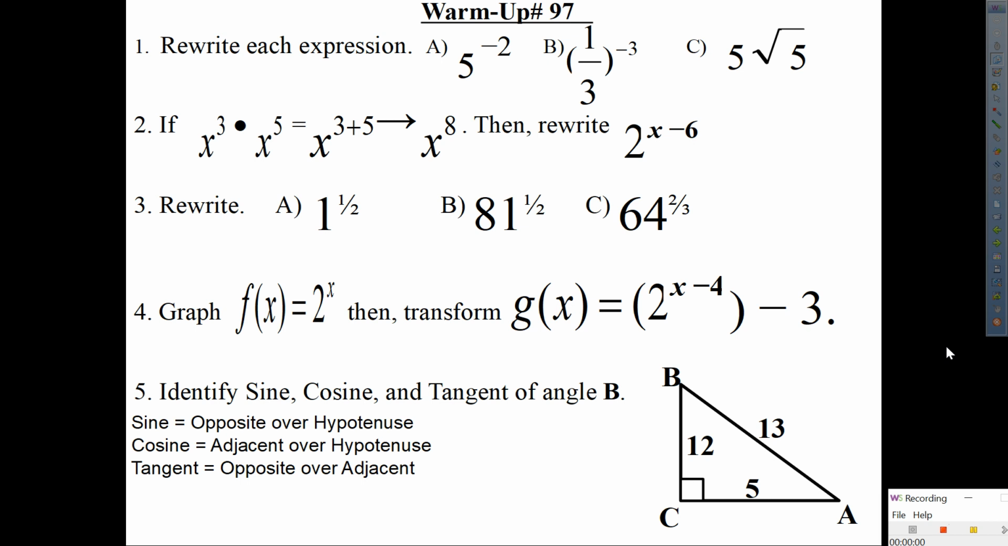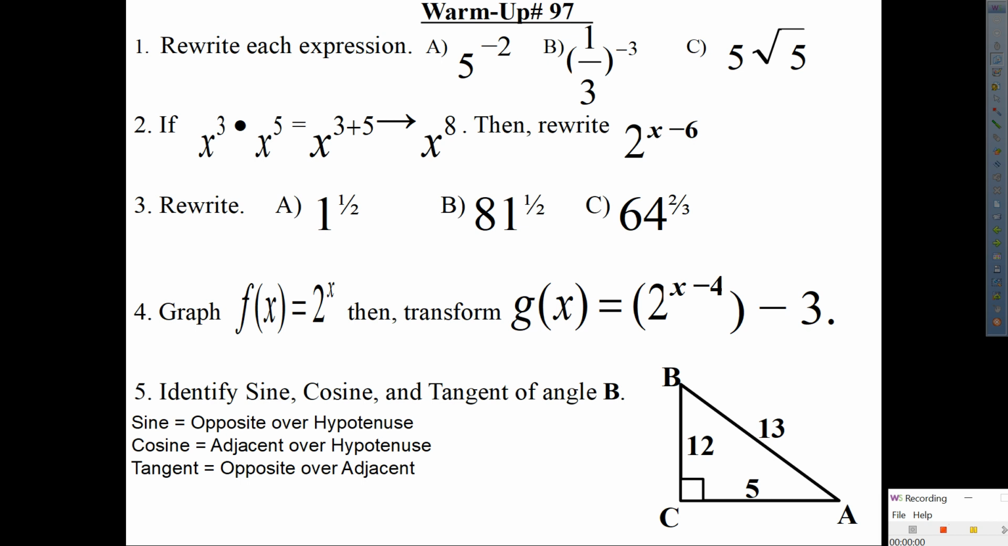All right, once again, warm-up number 97. For number 1, it says rewrite each expression. And once again, part A, B, and C, just like last week. Part 2, it says if x to the third times x to the fifth is x to the 3 plus 5, which is x to the a, then rewrite 2 to the x minus 6.